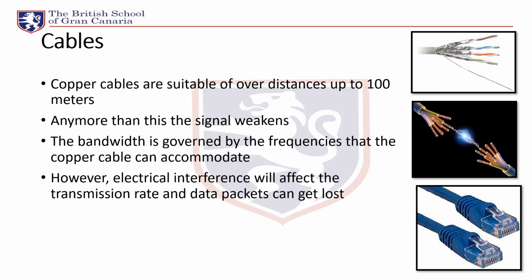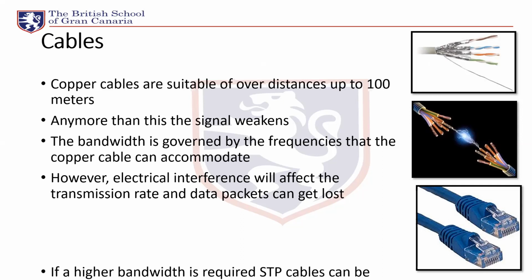Now, the problem is, as you know from your science lessons, that copper is very, very conductive for electricity. So as electricity can pass, and obviously signals can pass through the cable very, very quickly, electrical interference will affect the transmission rate, so the data packets can get lost. So there's a problem right there. There's a disadvantage right there.